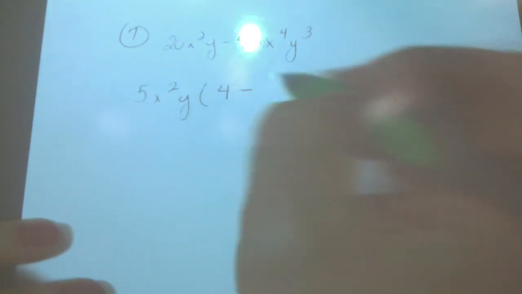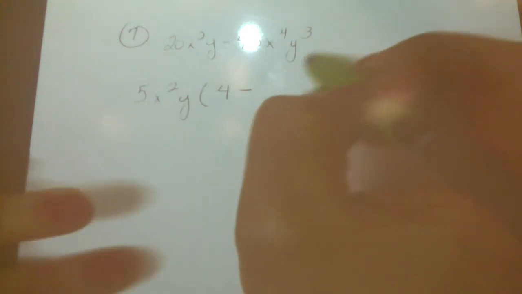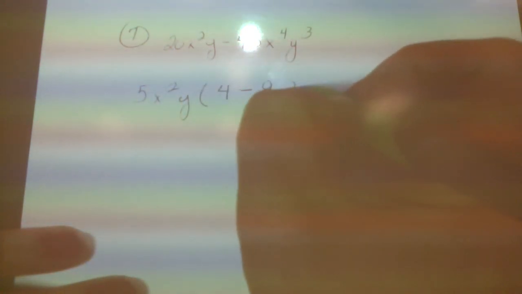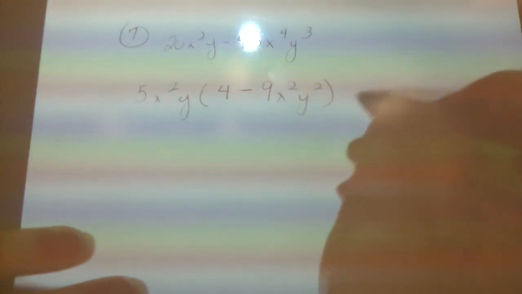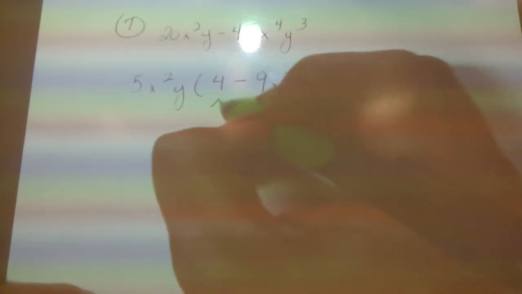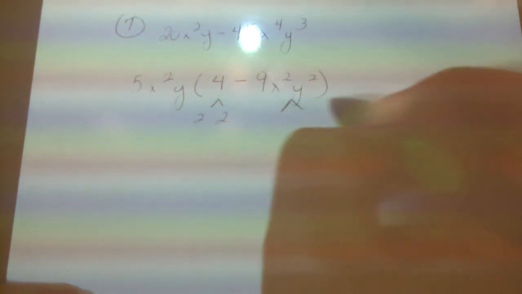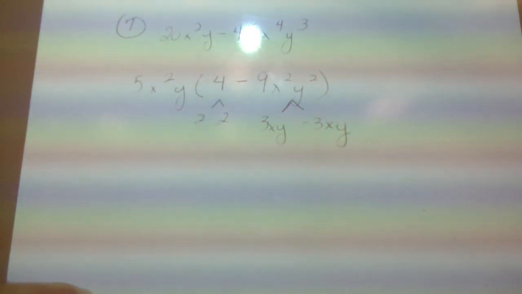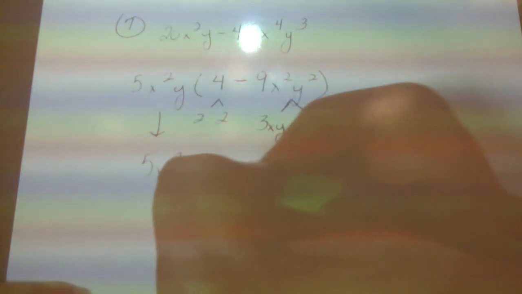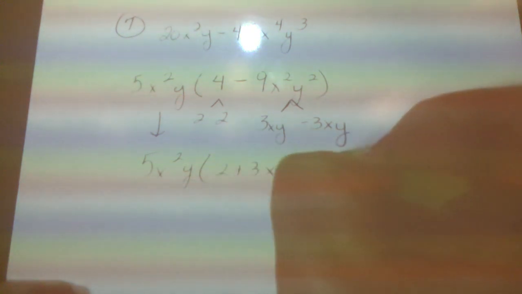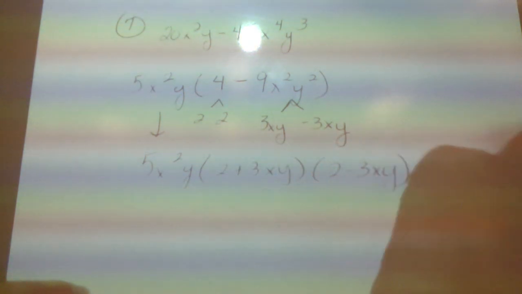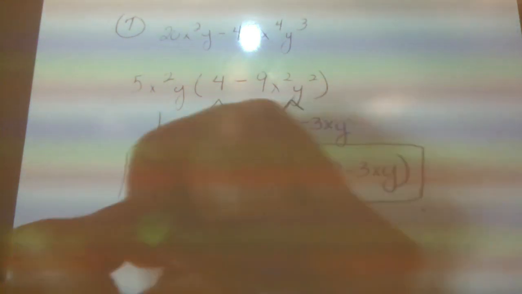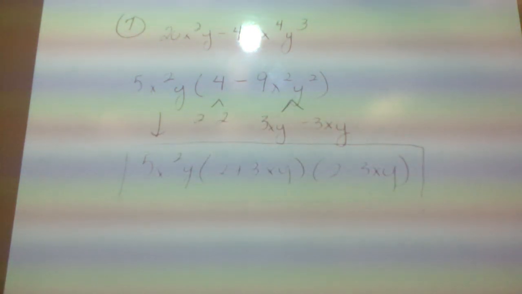20 divided by 5 is 4. The x squared cancels, the y's cancel. 45 divided by 5 is 9. 4 minus 2, that's giving us 2. 3 minus 1, that's giving us 2. This can be broken down to 2 and 2. Now I can do differences of squares. This becomes 3xy and negative 3xy. I'm going to bring down that GCF, so 5x squared y, 2 plus 3xy, 2 minus 3xy. And that's factoring using differences of squares.